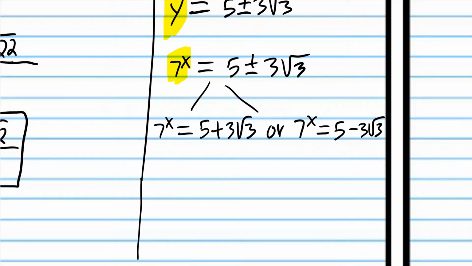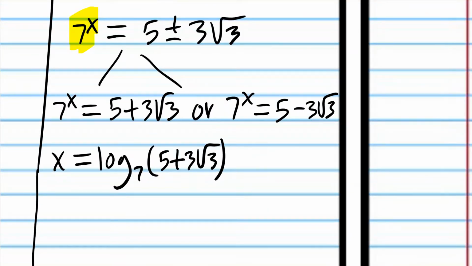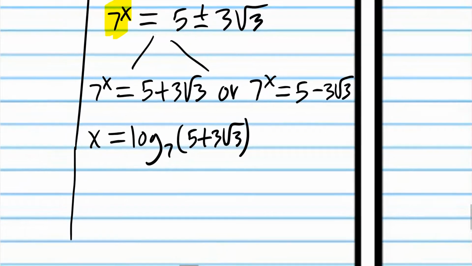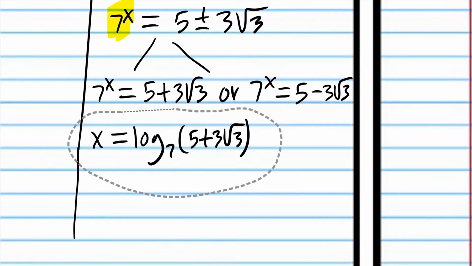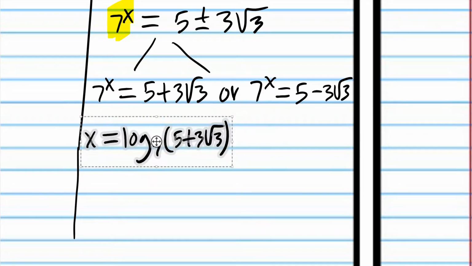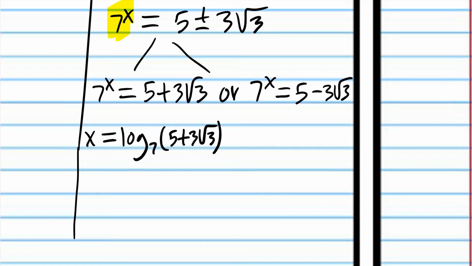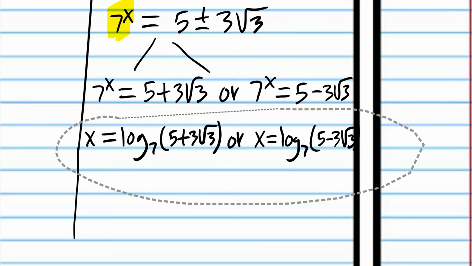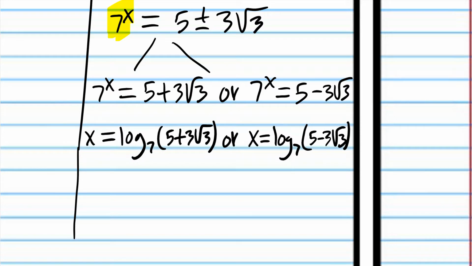So over here, x is going to be equal to log base 7 of 5 plus 3 root 3. It's not exactly obvious if that's going to be possible or not. We could figure it out by analyzing, but it's probably easiest just to enter it into the calculator and see if our answer is going to be an error. So x is equal to log base 7 of 5 minus 3 root 3, and we'll see if that logarithm is possible with our calculator.